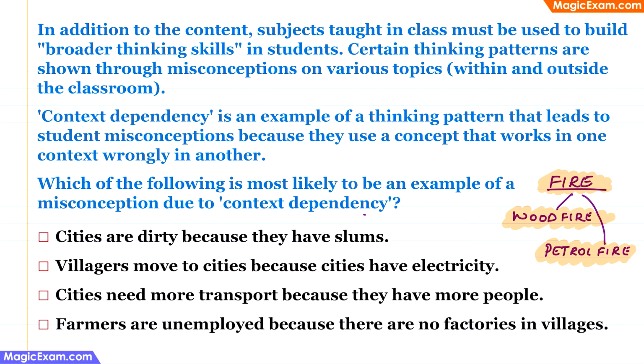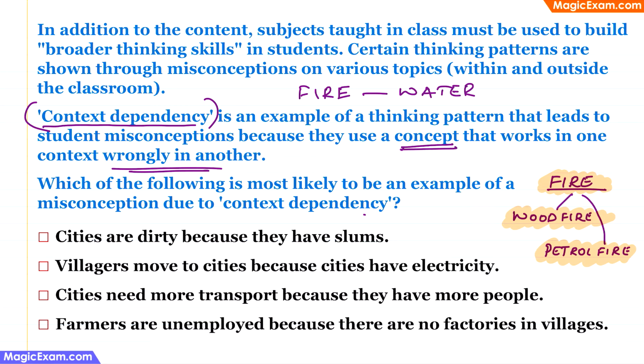This is a fairly long question, but you just have to focus on this part where it says context dependency. Now, context dependency is an example of a thinking pattern that leads to students' misconceptions because they use a concept that works in one context wrongly in another context. Now, let me give you a small example of what exactly this context dependency is. Now, if there is a fire, then the normal thought is that we will put water on it to extinguish it, right? Now, if it is a wood fire, if you put water on it, it will get extinguished. Therefore, there is a concept that if there is a fire, then you will put water on it to extinguish it. But this concept, which works in one situation, which is a wood fire, will not work if the fire is actually caused by a petroleum product like petrol, diesel or kerosene or any other liquid.